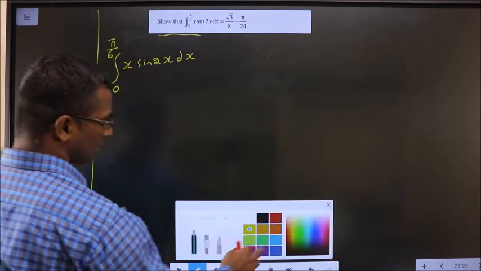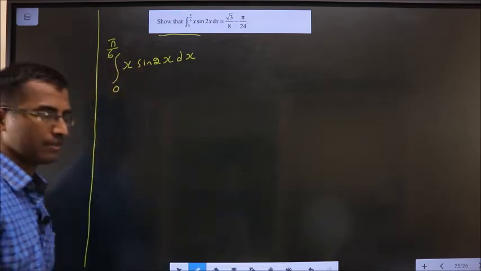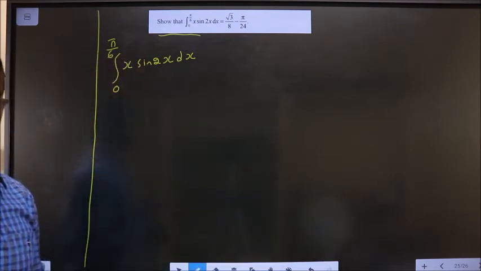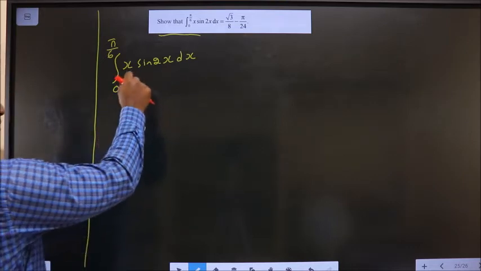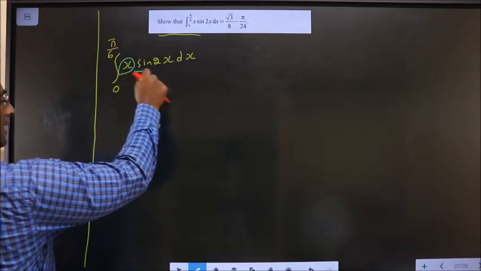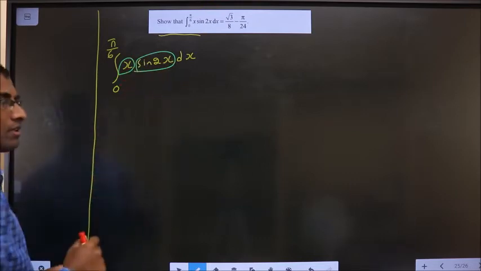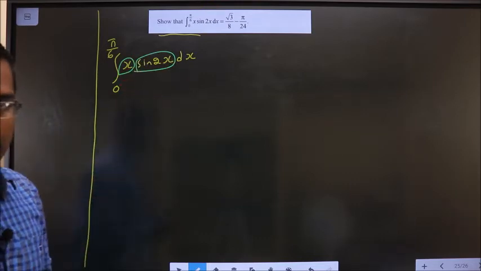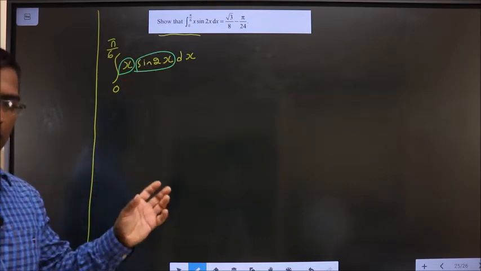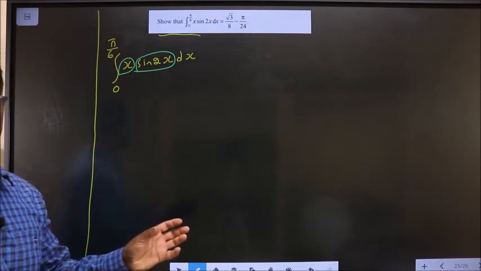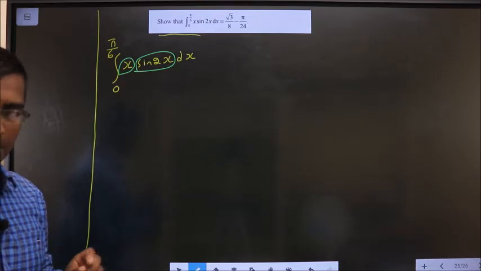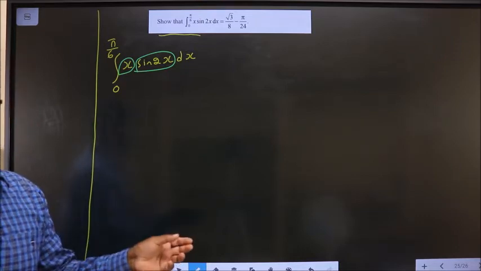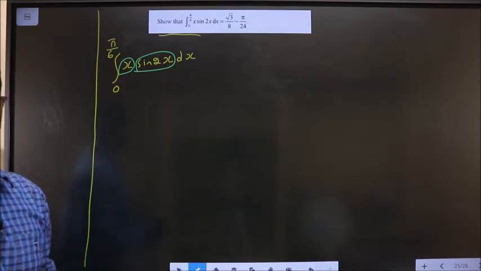Now the question is, how do I integrate? See here, before you start integrating, you should analyze that this is a product of x and sine 2x. So now you have to integrate a product. Whenever you want to integrate a product, you should make use of the integration by parts formula. Clear? Remember that.